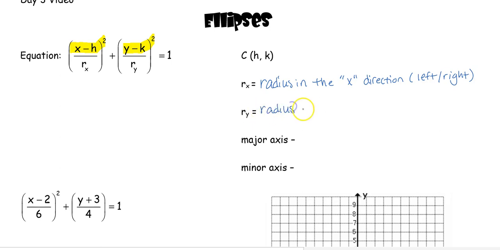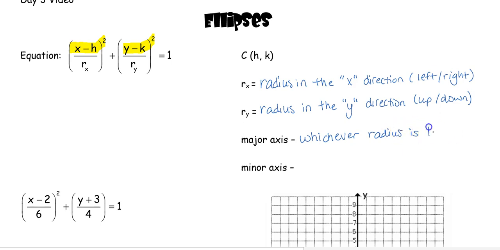So the r of y is the radius in the y direction. And we know that y is going to move up and down. If it's positive, it's going up. If it's negative, it's going down. Because we have two different radii, it's not the same around the whole shape. It's going to create a major axis and a minor axis. The major axis is the axis with whichever radius is larger. And the minor is the smaller of the two radii.